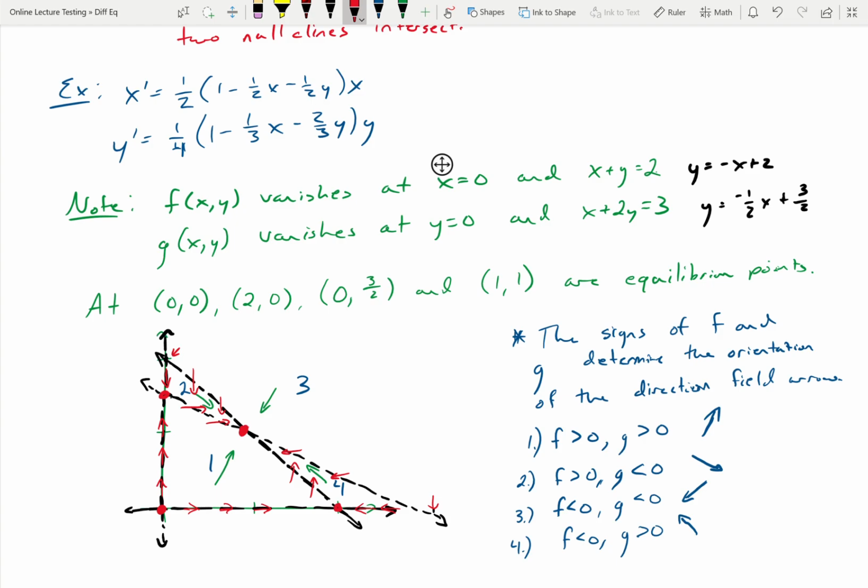All right, so this is going to wrap up section 6.2, which is, again, equilibrium solutions and the phase plane. So again, this is just a way to get the behavior of solutions without actually having to solve the equations, which is really interesting.